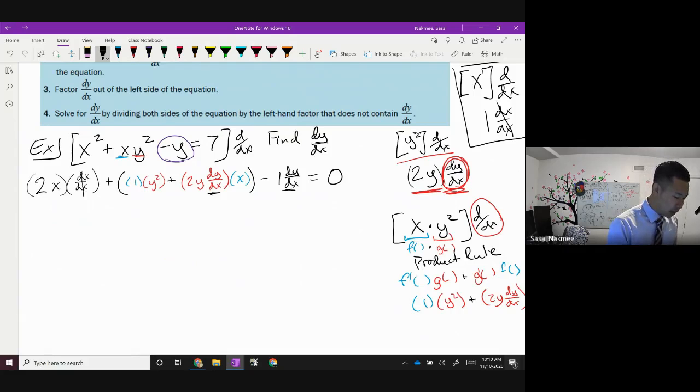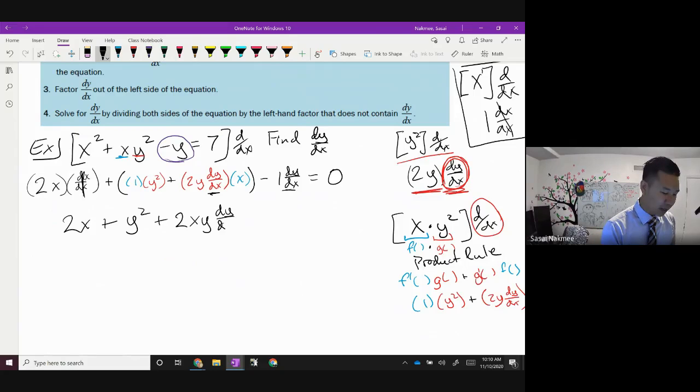The dx cancels to a 1. So I'm going to rewrite this, and I'm going to try to simplify these parentheses because it looks like a headache if I just look at it like this. So I have here 2x plus 1 times y squared. I'm just going to write that as y squared. Hopefully you guys are okay. Plus 2y dy dx times x. I hope you guys are okay if I write that as 2xy dy dx.